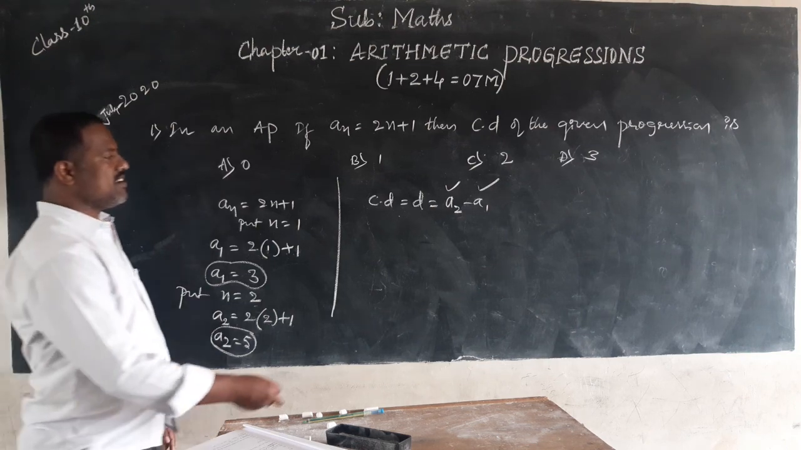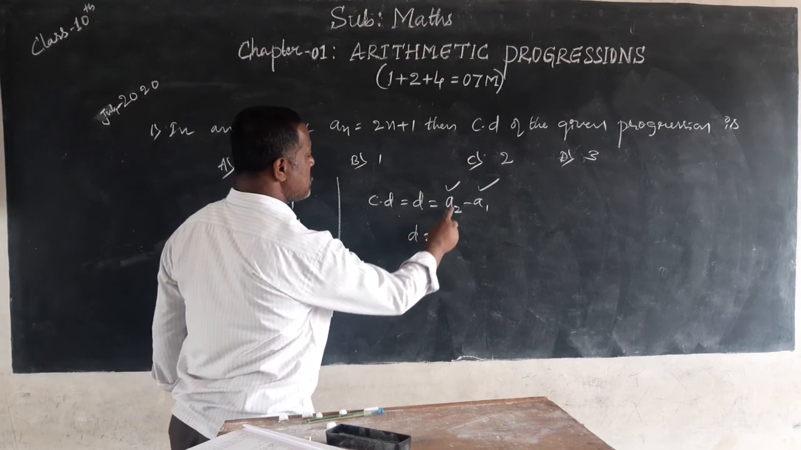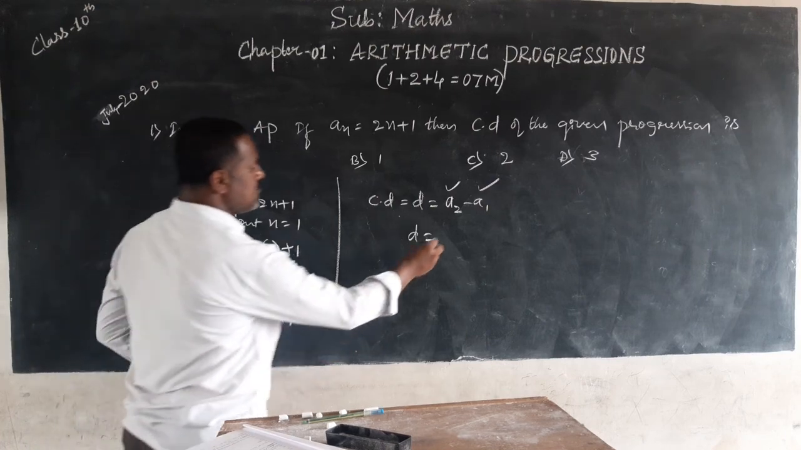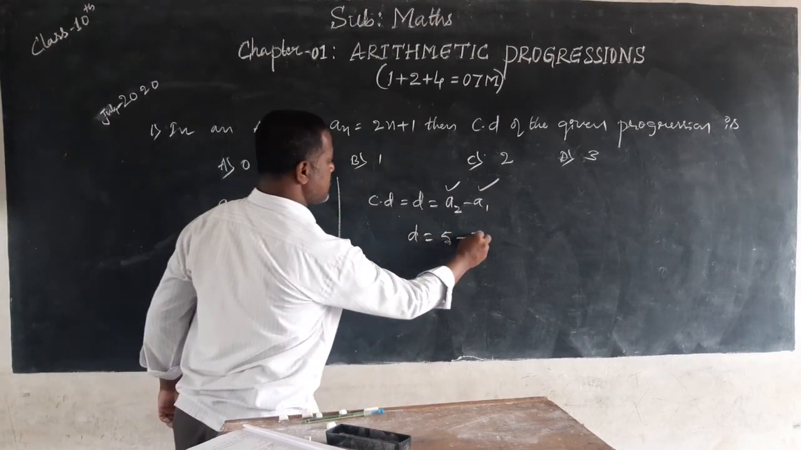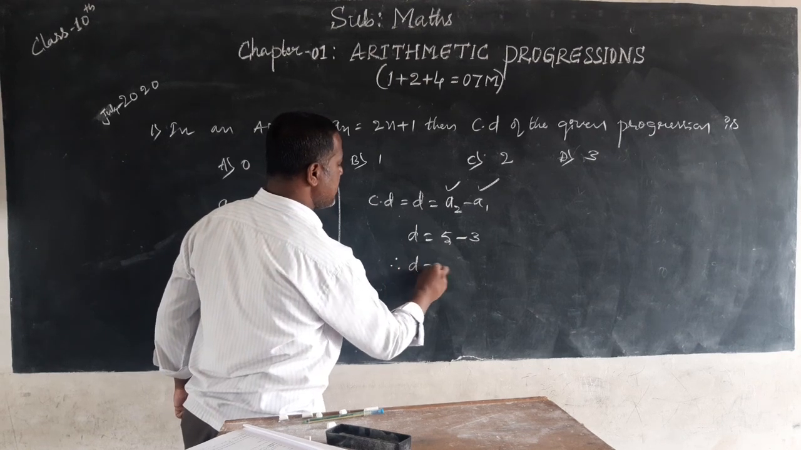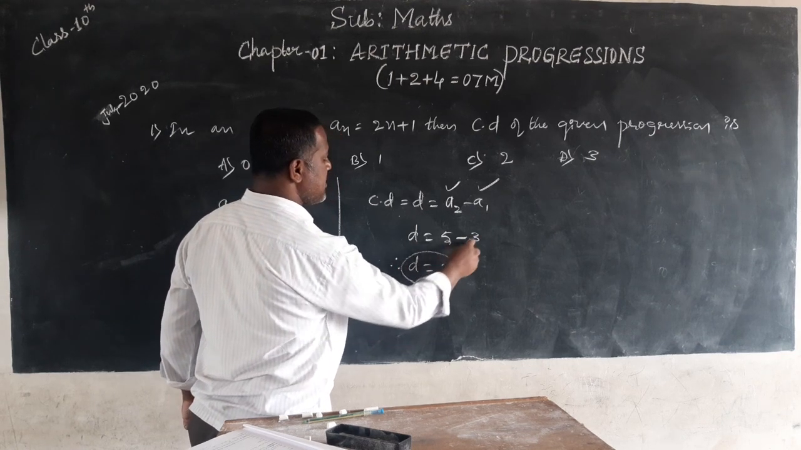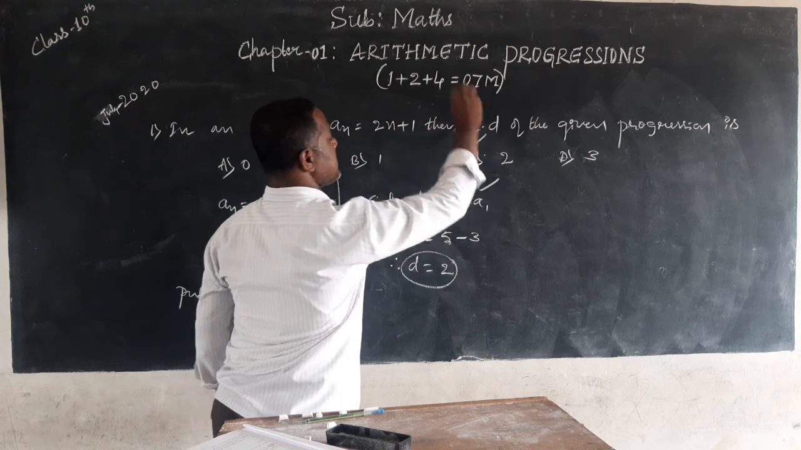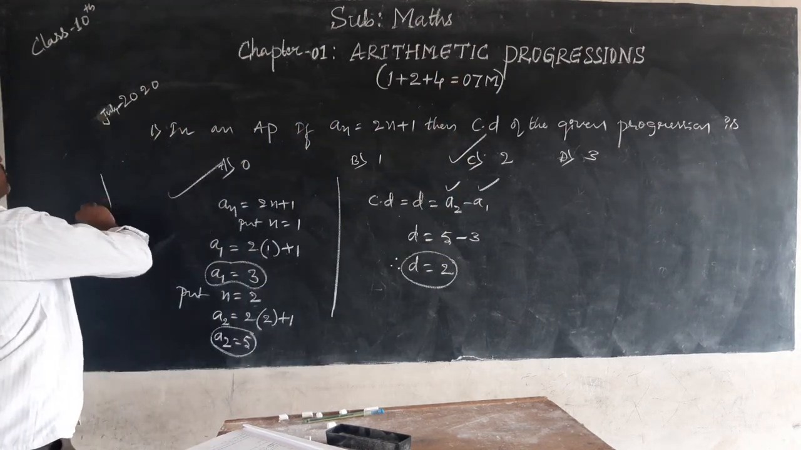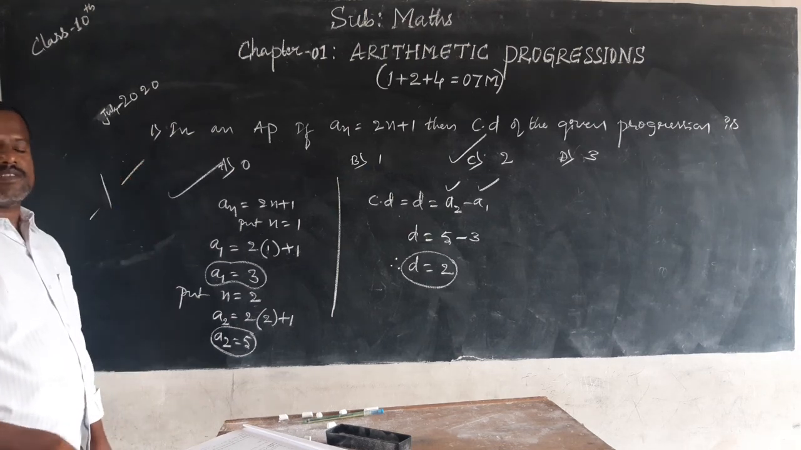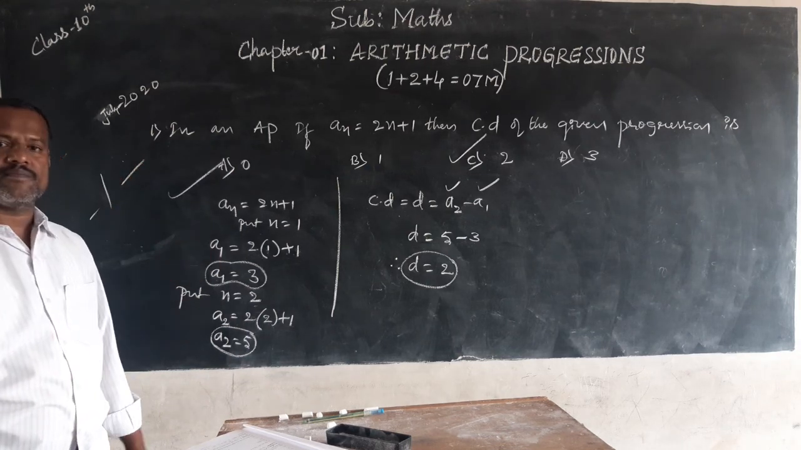Understand children? Now D is equals to A2, which is 5, minus A1, whose value is 3. So therefore the value of D is equals to 2. 5 minus 3 is 2. Option C. It carries 1 mark. See children, how simple it is.